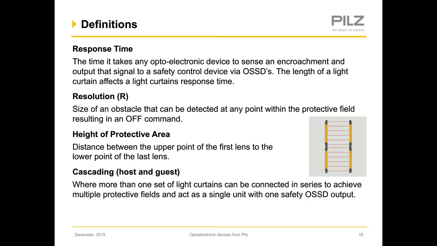Then we touched early on a different resolution. Resolution R is the size of an obstacle that can be detected at any point within the protective field, resulting in an off command. The height of the protective area is the distance from the upper point of the first lens to the lower point of the last lens or beam. Then there is cascading, host and guest, where more than one set of light curtains can be connected in series to achieve multiple protected fields and act as a single unit via the OSSD output.